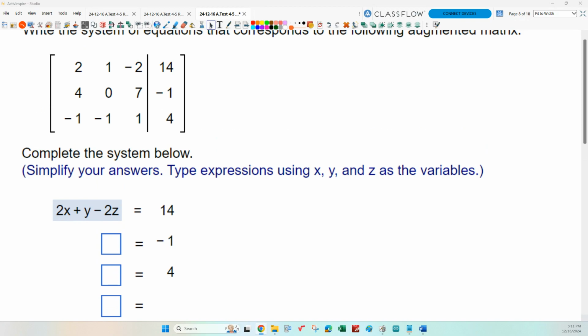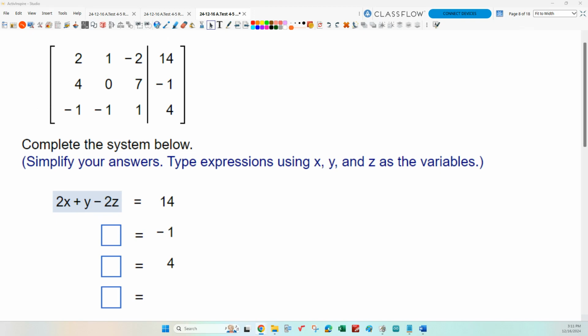Okay, Madeline, next one. Okay, yeah, so what's that mean if there's a 0 there? Is there a y? There's nothing. No y term, good. So 4x plus 7z equals negative 1.